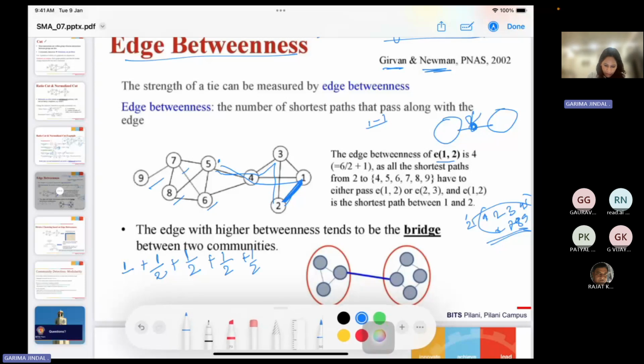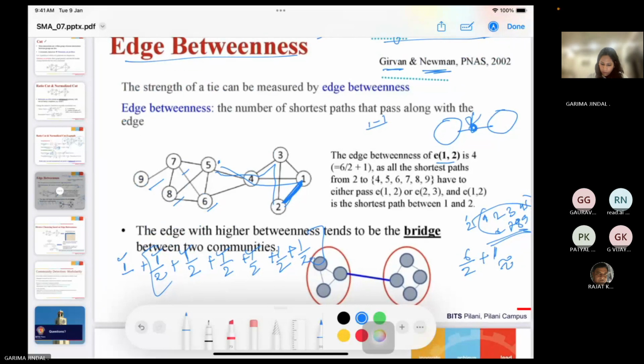Okay, so this was for 1 to 2; for 1 to 3, there was nothing; then 1 to 4, 1 to 5, 1 to 6, 1 to 7, 1 to 8, 1 to 9. So this will be 6 by 2 plus 1. Okay, so this will be equal to 4. Okay, so this will be the edge betweenness. So in this way, you will calculate the edge betweenness of all the edges.